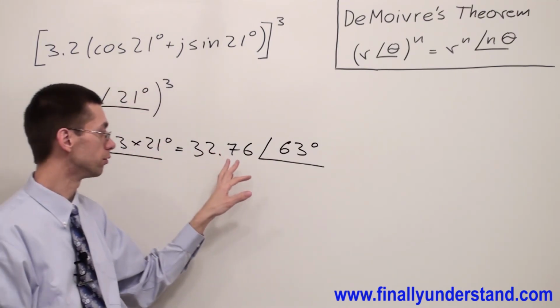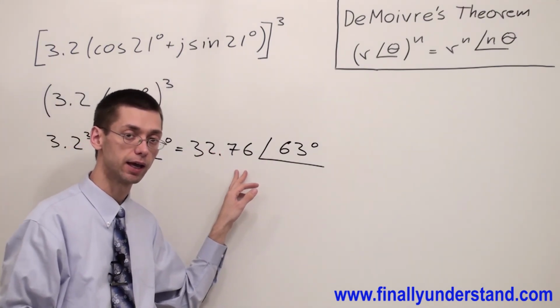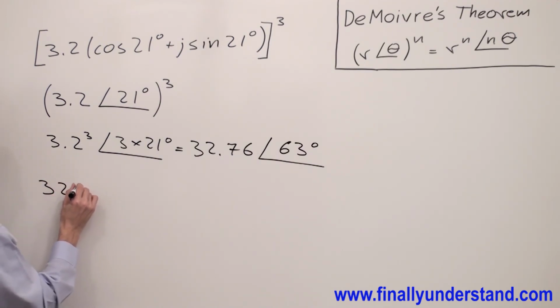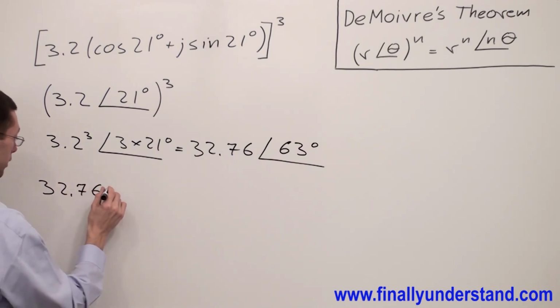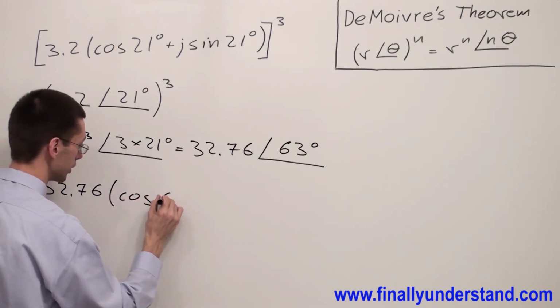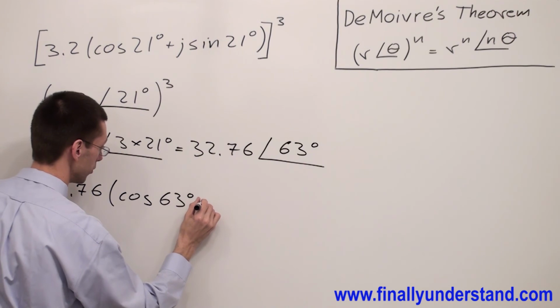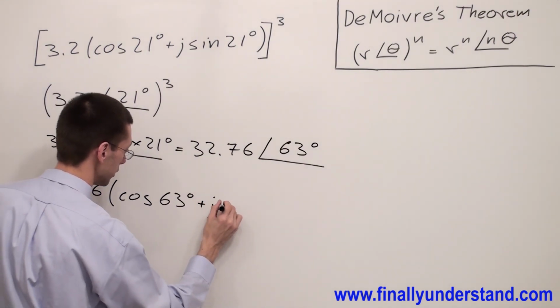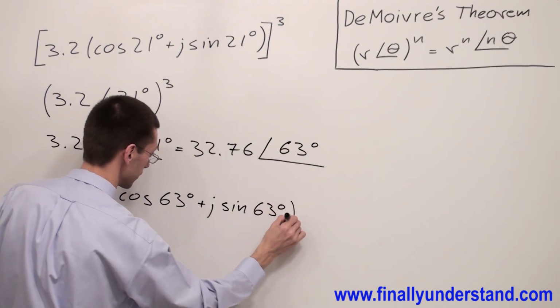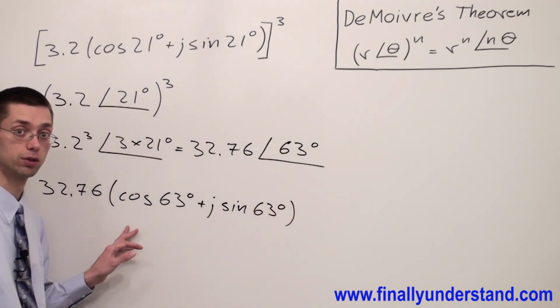But because we raised to the third power a number in trigonometric form, we're supposed to convert polar form again back to the trigonometric form. So I'm going to have 32.76 open parenthesis cosine 63 degrees plus j sine 63 degrees. And this is the solution to my problem.